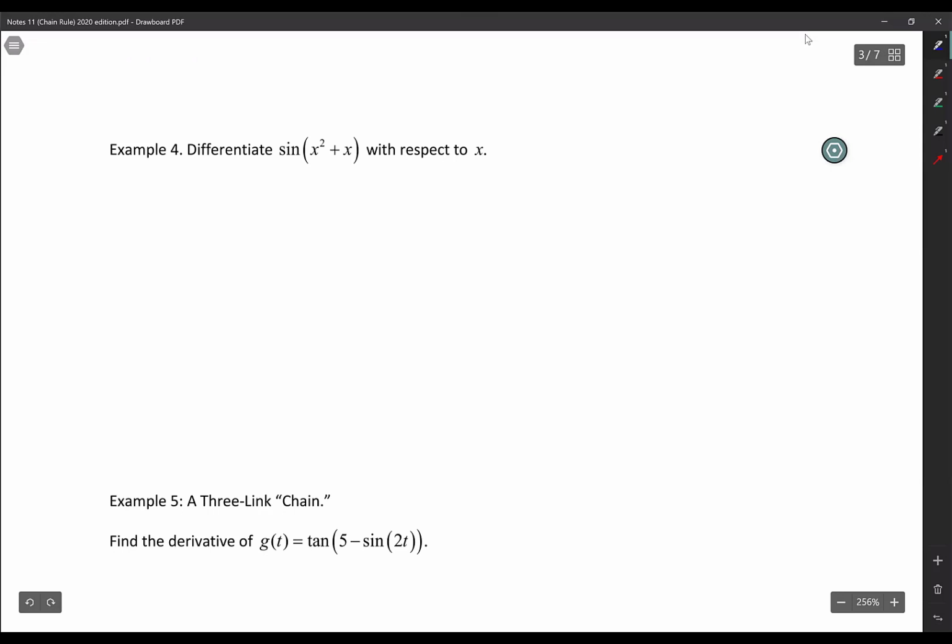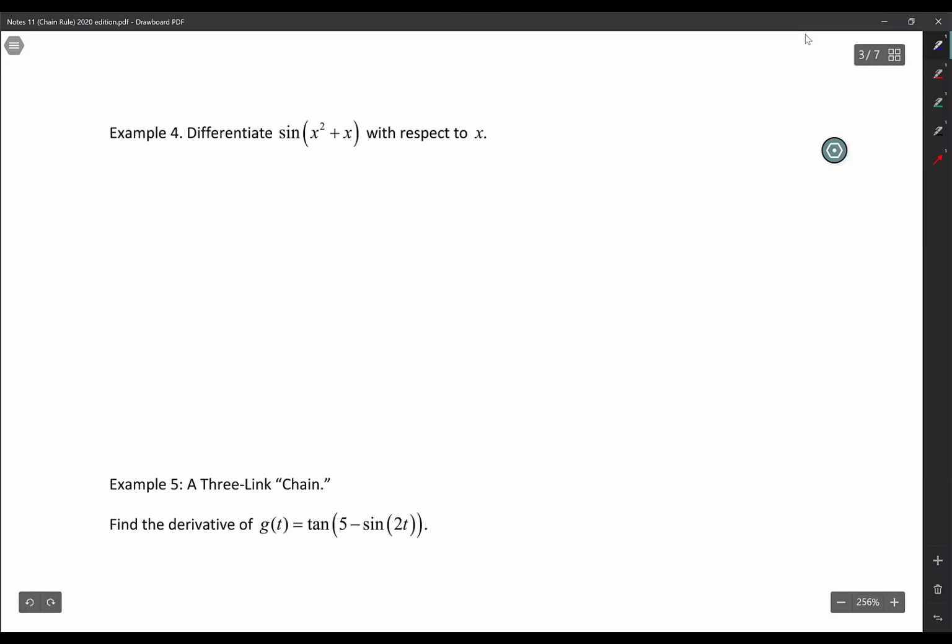Okay, example 4. Differentiate sine of x squared plus x with respect to x. Here we go. Chain rule. I don't have an x by itself. If I just had an x by itself, I would just say the derivative of sine x is just cosine x. But here it's sine of x squared plus x.